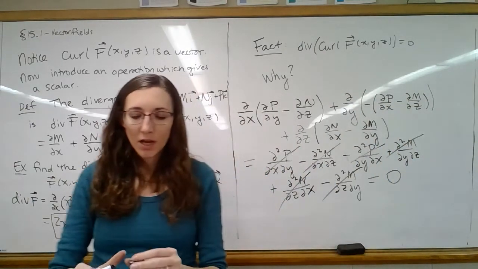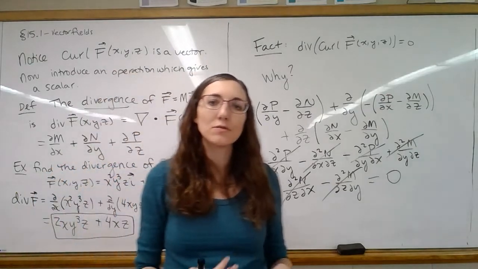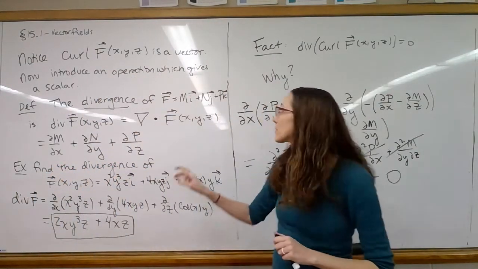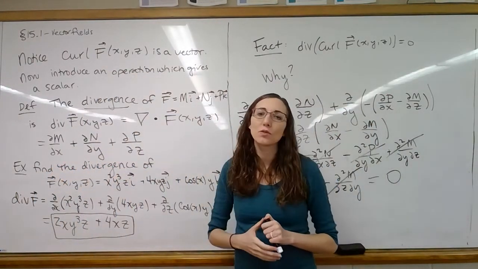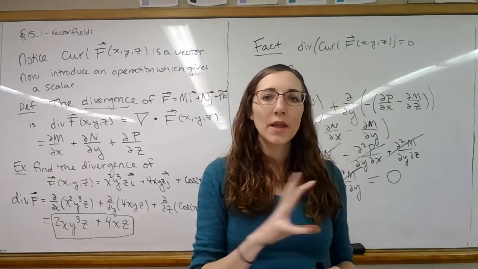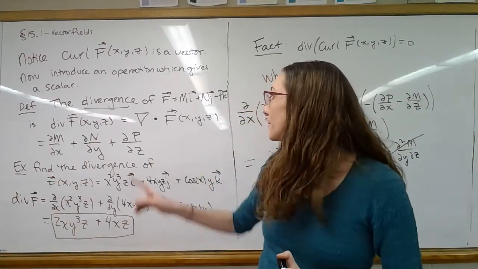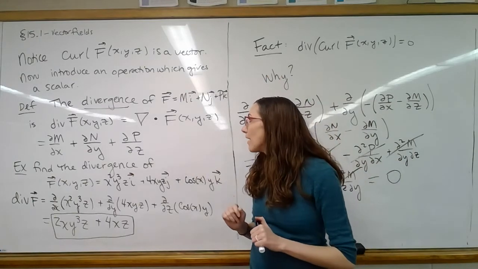Which is pretty cool. It's similar to the curl definition, where we have this del as a placeholder for those partial derivatives, and then we're dotting it with the function f there.